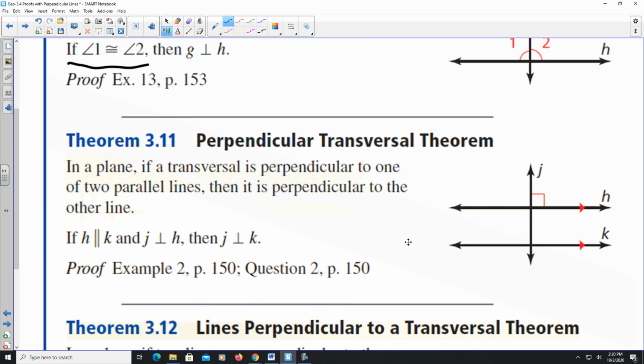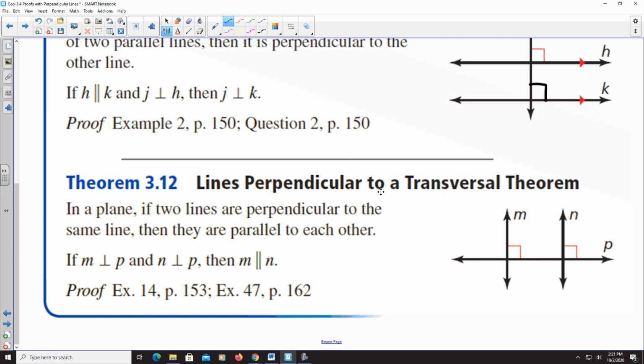If we have a transversal like we have here, if line H is parallel to line K and line J is perpendicular to line H, then we can make the conclusion that line J is perpendicular to line K. And then the final theorem is the lines perpendicular to a transversal. Basically, it states that if line M is perpendicular to line P and line N is also perpendicular to line P, then we can say that line M and line N are parallel.